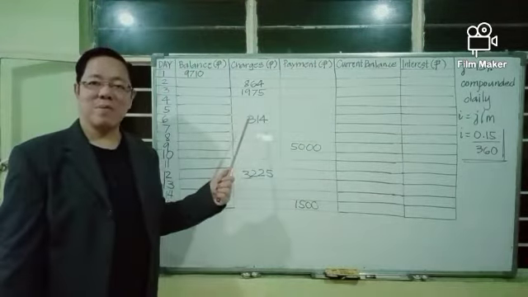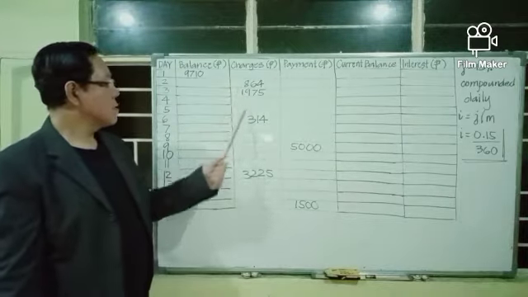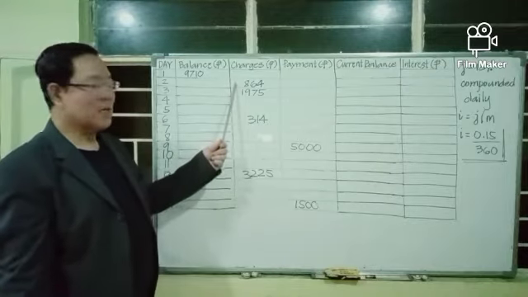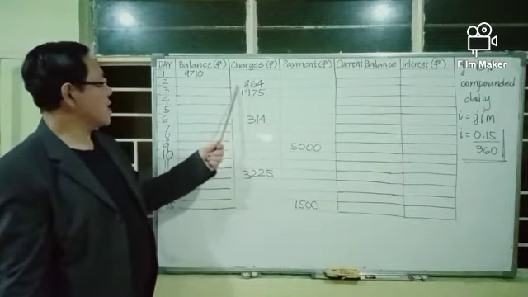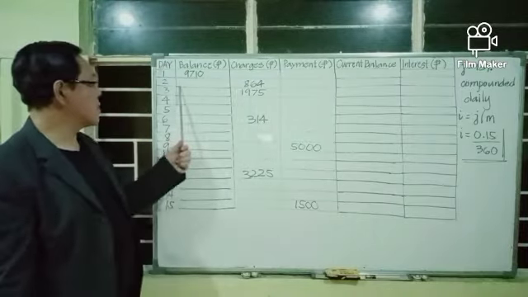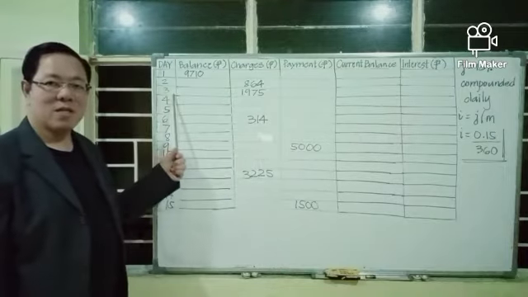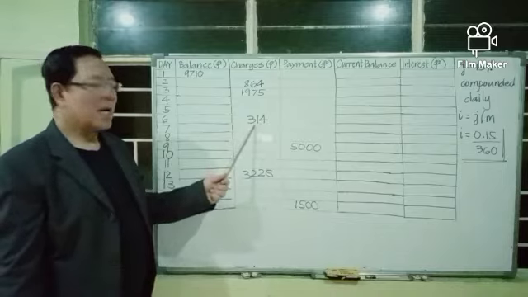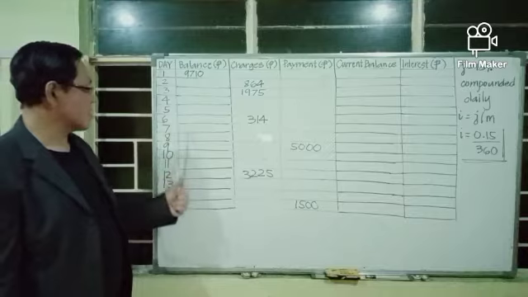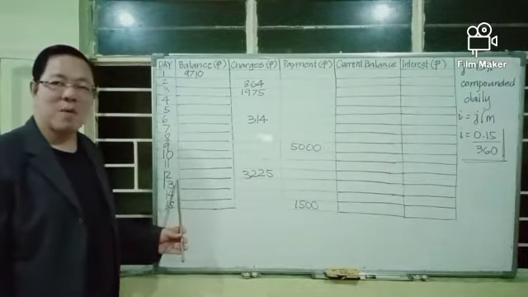As with the original given problem, we take the same transactions that Nina made using her credit card. We have 864 pesos charged on her credit card on November 2, 1,975 pesos charged on November 3, 314 pesos charged on November 6, and 3,225 pesos charged on November 12.